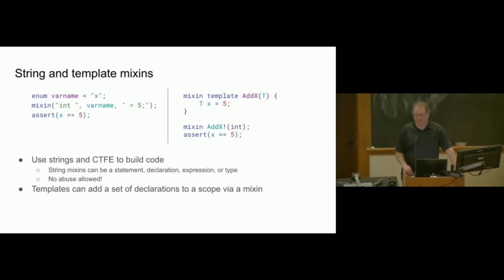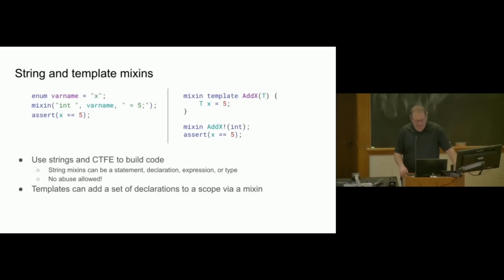String and template mixins are kind of like the macro system of D. So you use CTFE, you can build strings, and then you can take those compile time strings and just call mixin on them, and it's like you wrote that code there. So instead of the macro system like in C, where you have basically a complete string replacement of anything, including changing the syntax, you can only use these in certain ways. So it's kind of impossible to abuse. I wouldn't say impossible, but it's very difficult to abuse this to turn your program into a language other than D.